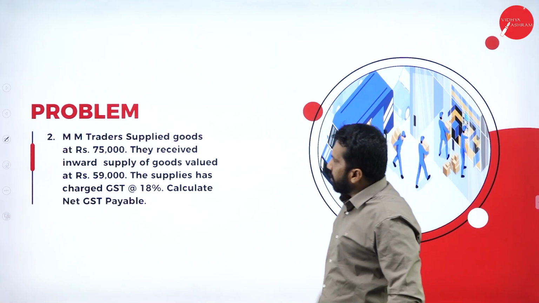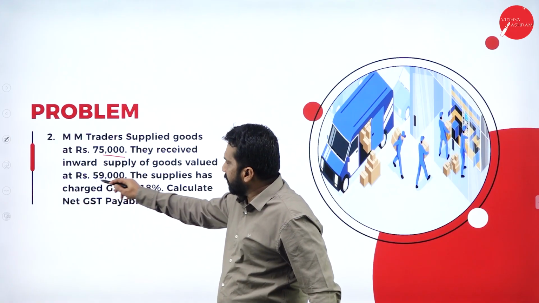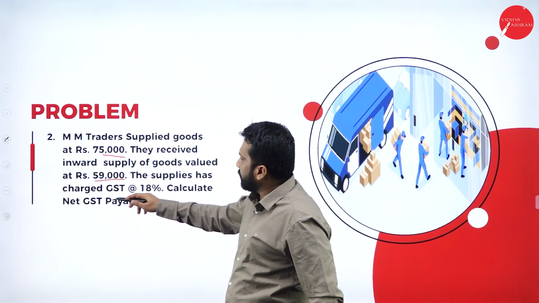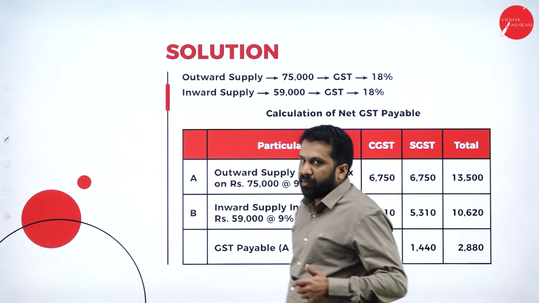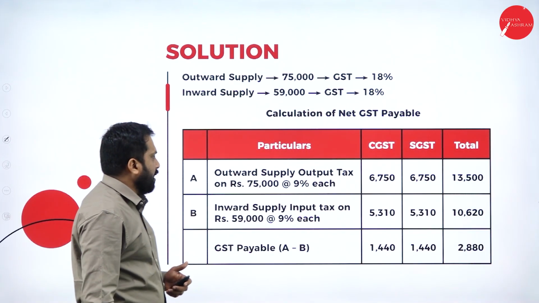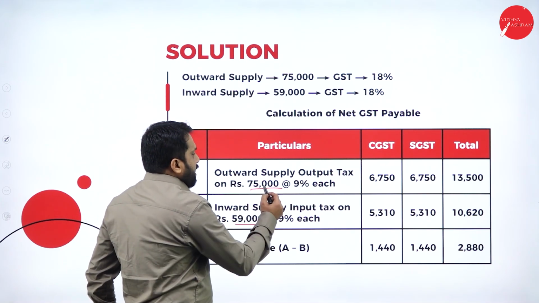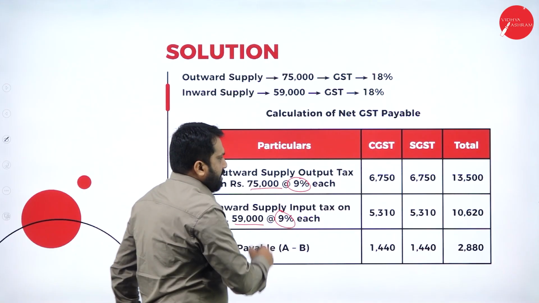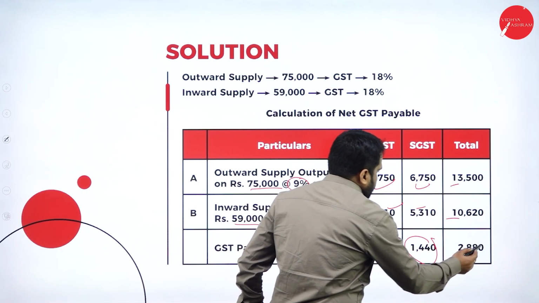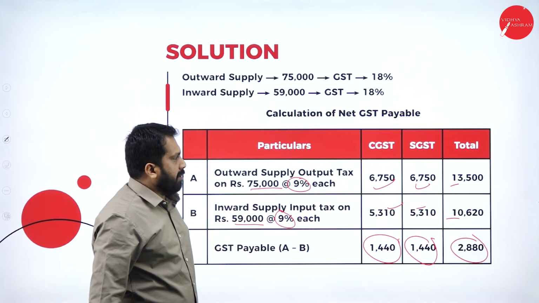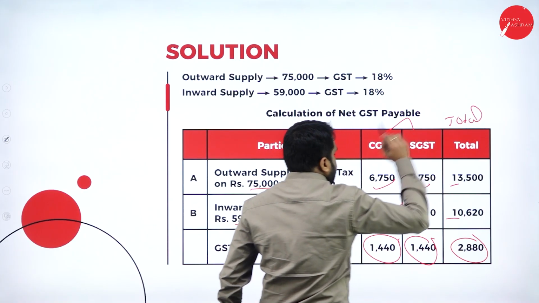Then Traders supplied goods for 75,000. They received inward supply of goods 59,000. The supplies are charged 18%. Calculate. Simple one. Outward supply is 75,000. Inward is 59,000. 18% split, 9% each. If you calculate, this will be your tax liability. We have split it and we have written total.